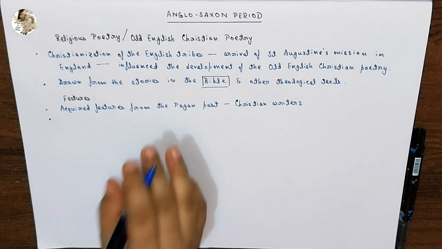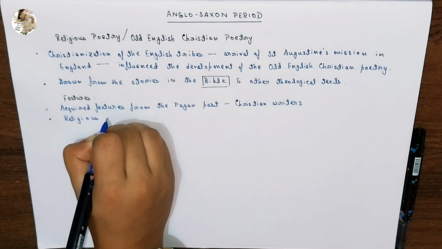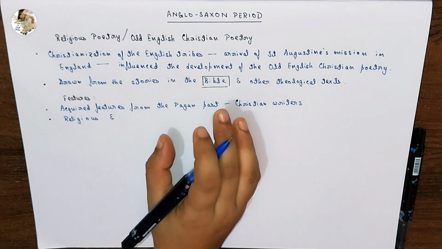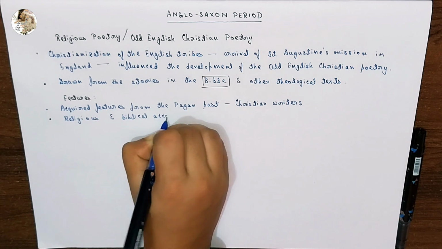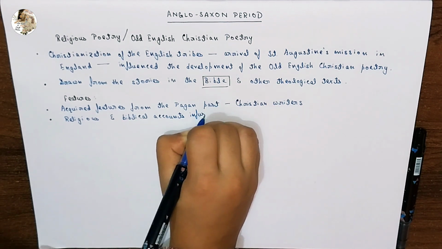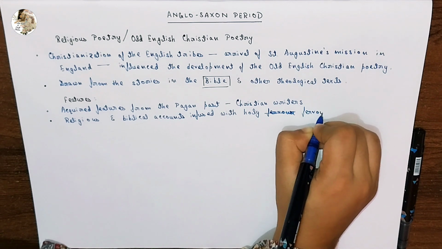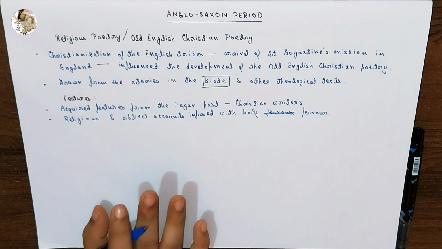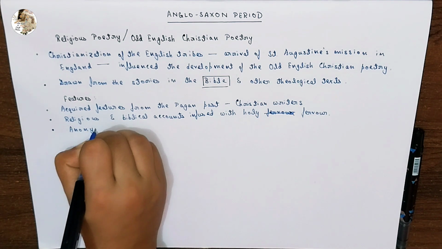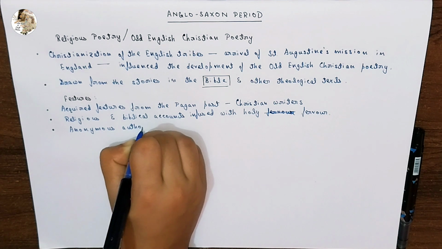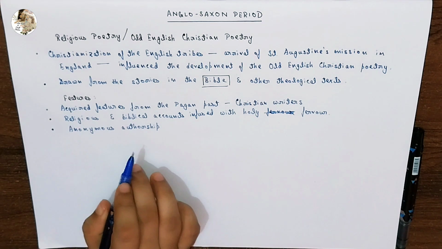The themes of those poems were usually religious and biblical accounts were infused with holy fervor. The surviving poems mostly have anonymous authorship. But as we discussed earlier, two names of poets, Caedmon and Cynewulf, have been preserved.